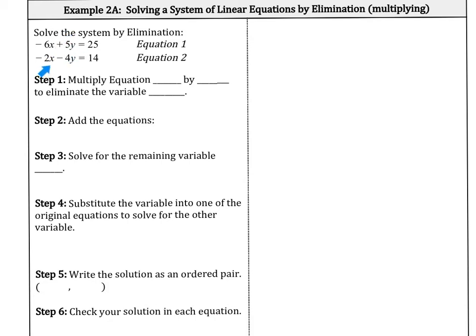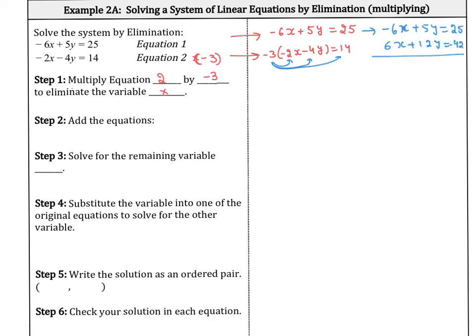So on the bottom equation we can see that if we multiply this negative 2 by negative 3, then we can get 6x here, which is going to be opposite with the negative 6 on the top. So let's multiply equation number 2 by negative 3. Step number 1, multiply equation 2 by negative 3 to eliminate the variable x. Here we write equation number 1 as it is, and for equation number 2 we multiply by negative 3 and distribute the negative 3 inside the bracket.